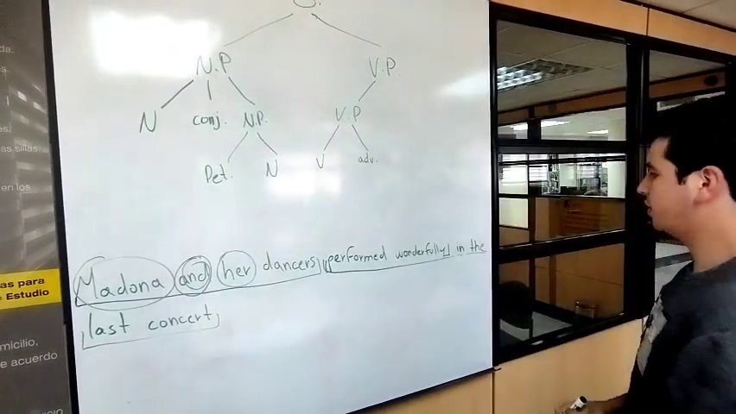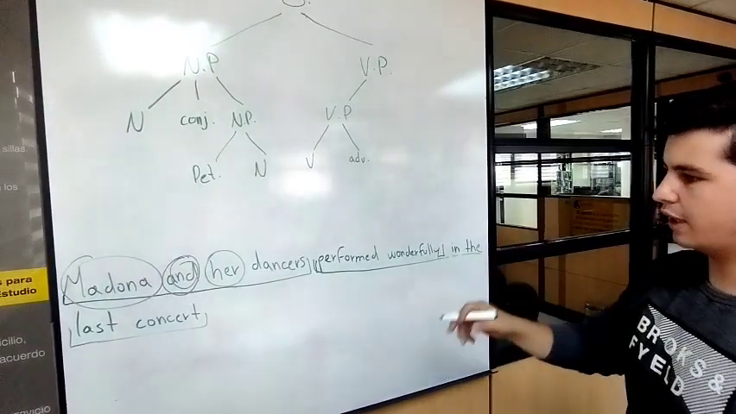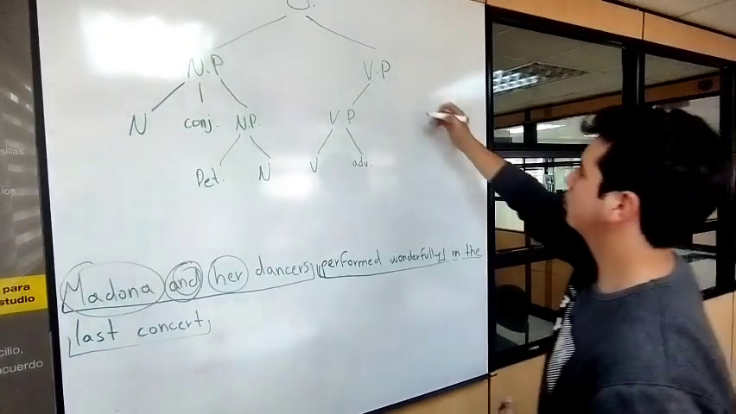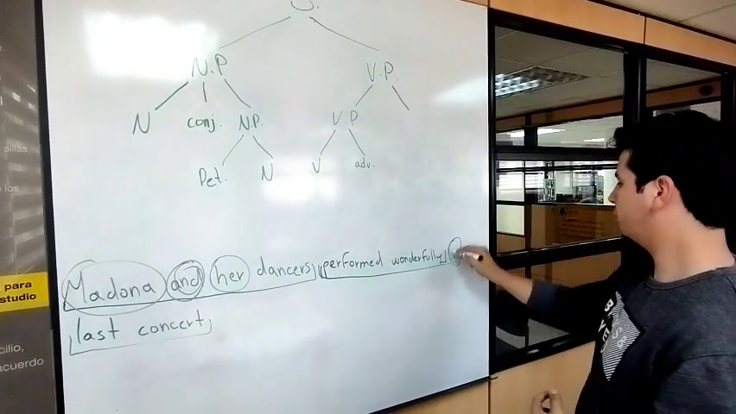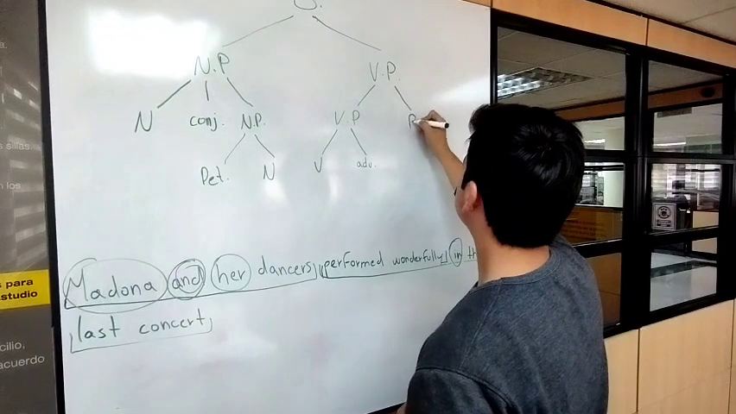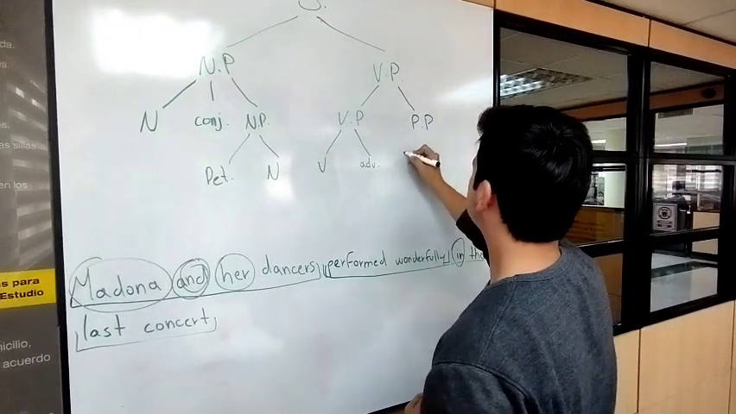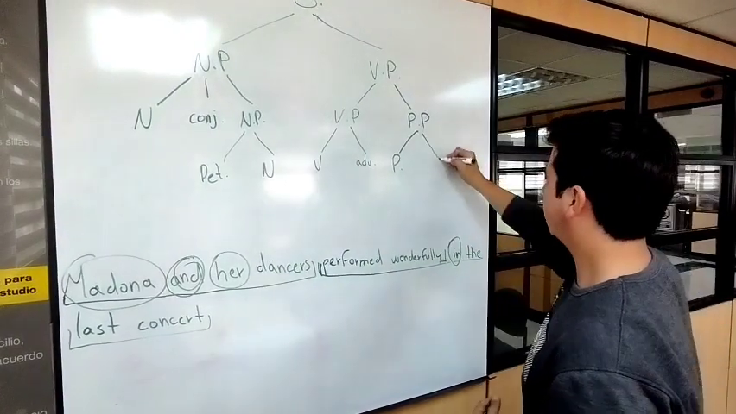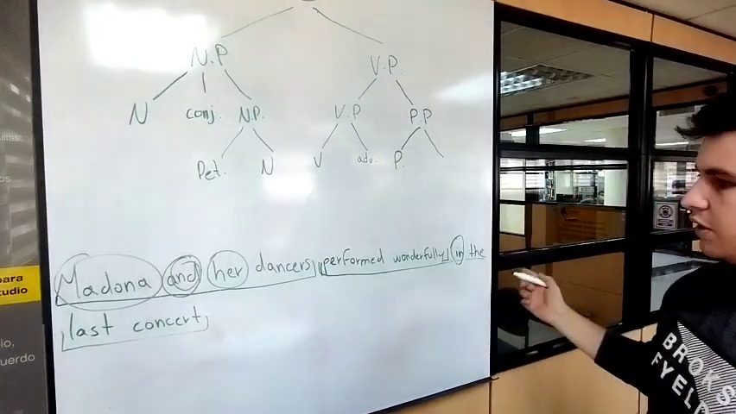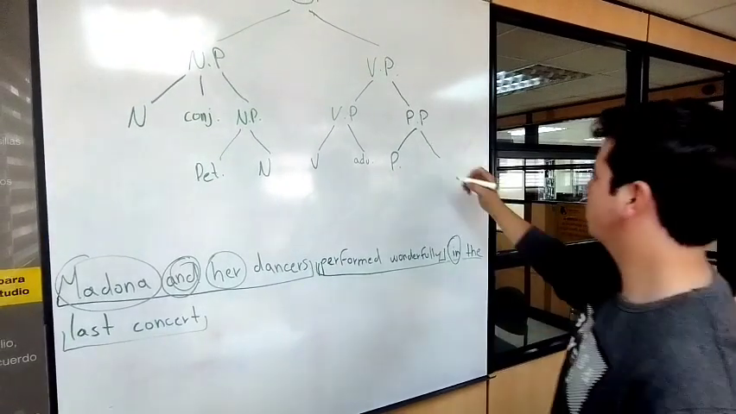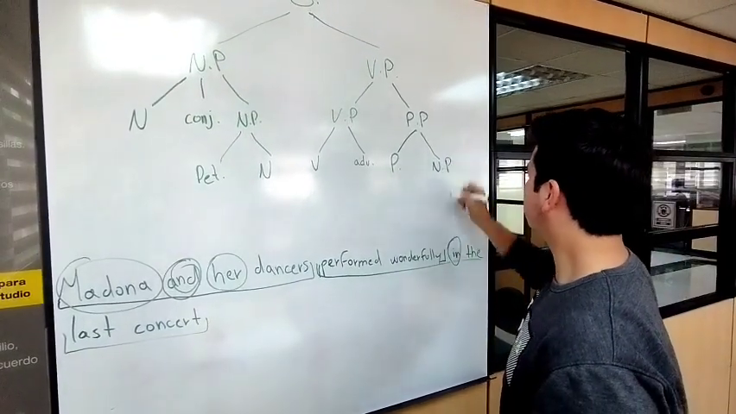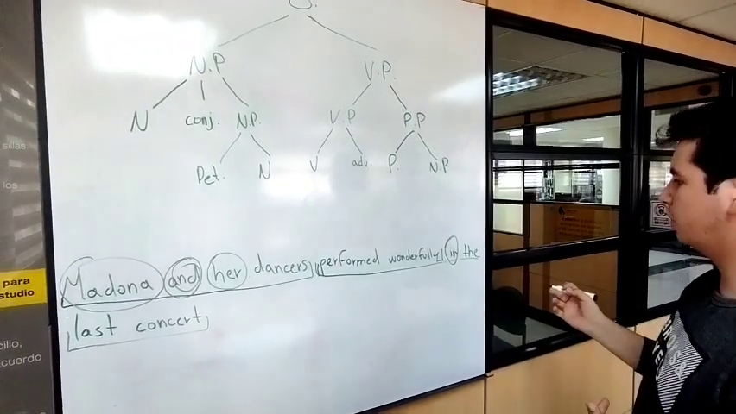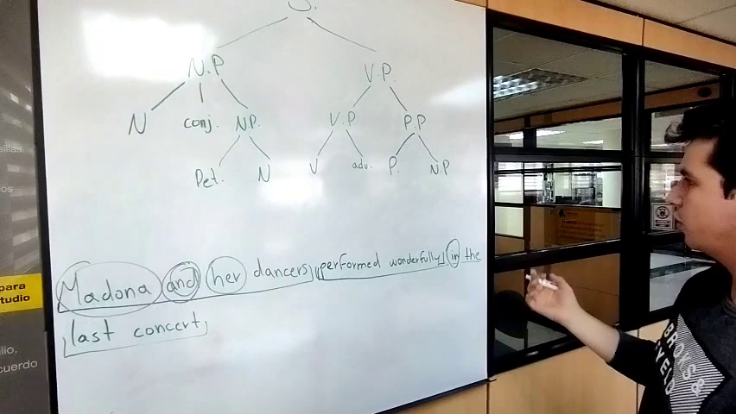And so the last part is in the last concert, which is a prepositional phrase, because we have in. So the prepositional phrase is going to be subdivided into the preposition, and the last part, the last concert, which is a noun phrase. So the final part of this analysis is going to be the last concert.